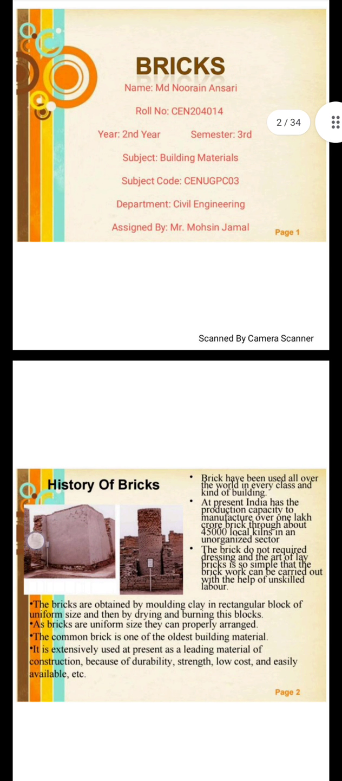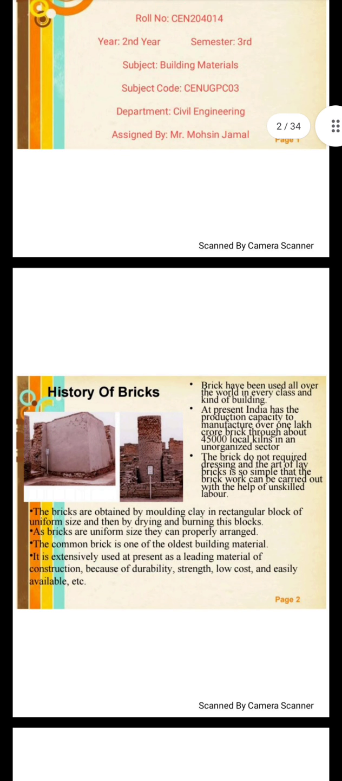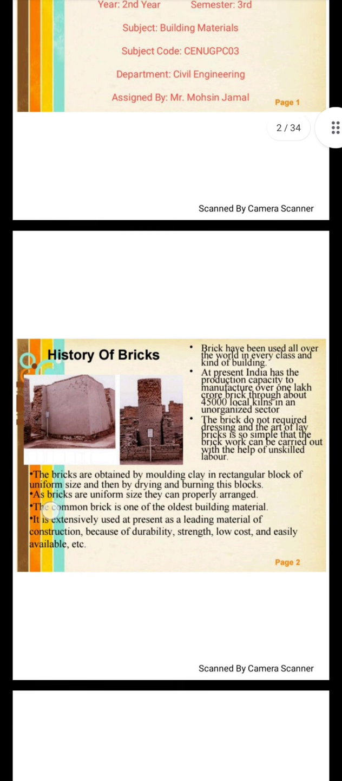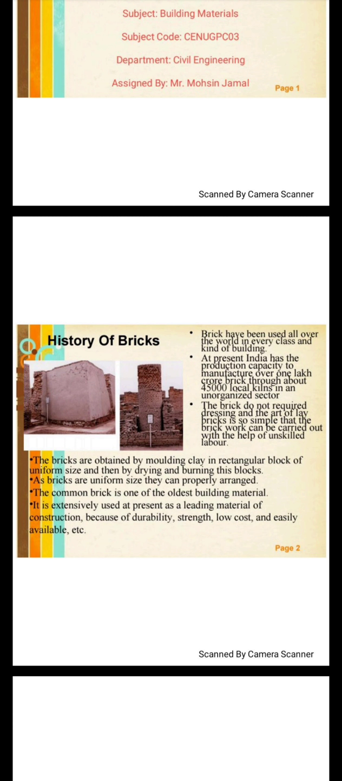Okay, first of all, let's understand the history of brick. So we consider 3 points here. Bricks have been used all over the world in every class and kind of building. Exactly, we know bricks are the main constituent of any kind of construction. The second point is that at present India has production capacity to manufacture over 1 lakh crore bricks through about 45,000 local kilns in an unorganized sector. The bricks do not require dressing and the art of laying brick is so simple that brickwork can be carried out with the help of unskilled labor.